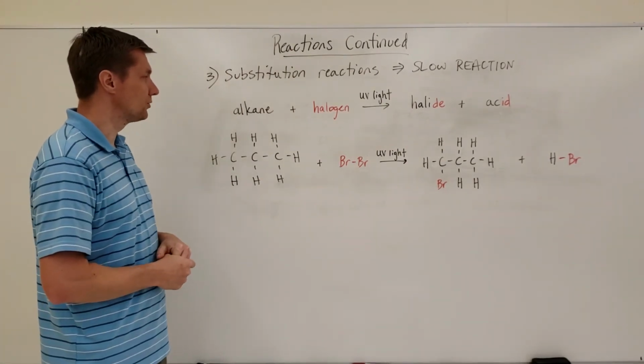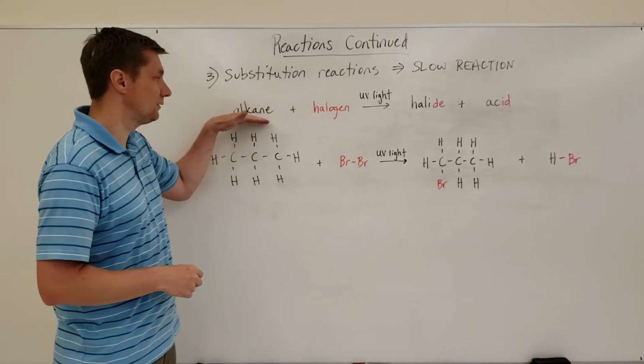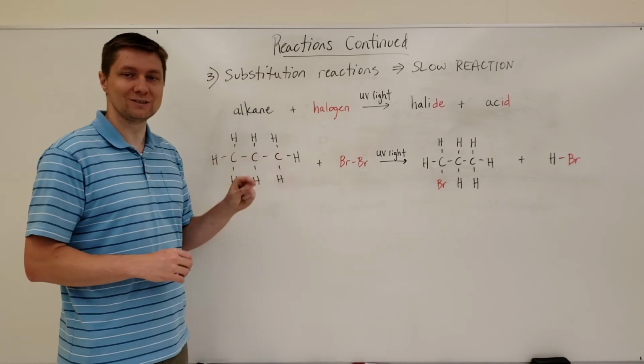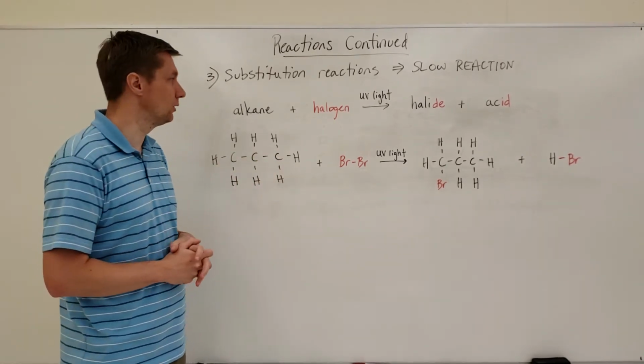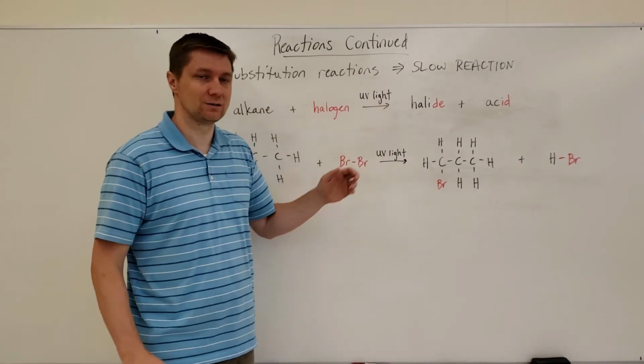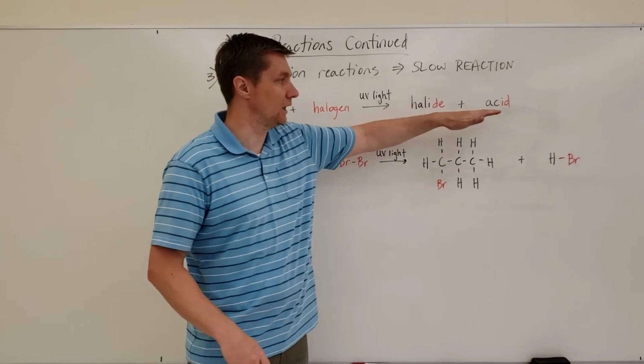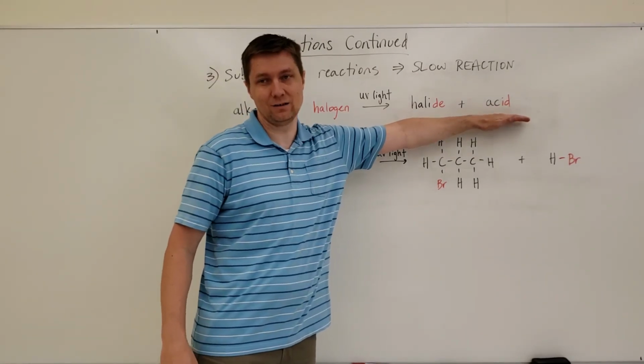And so for substitution reactions, we have an alkane, some kind of carbon-carbon single bonded molecule, reacting with a halogen in the presence of some kind of catalyst to force this reaction to go a little bit quicker. And it makes a halide and then some kind of acid.